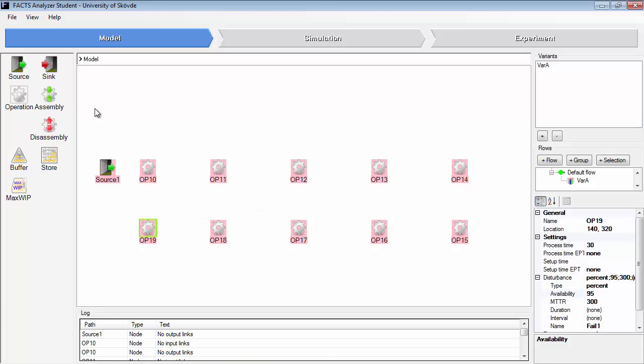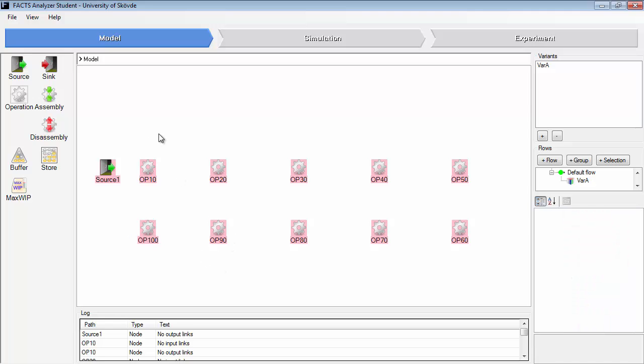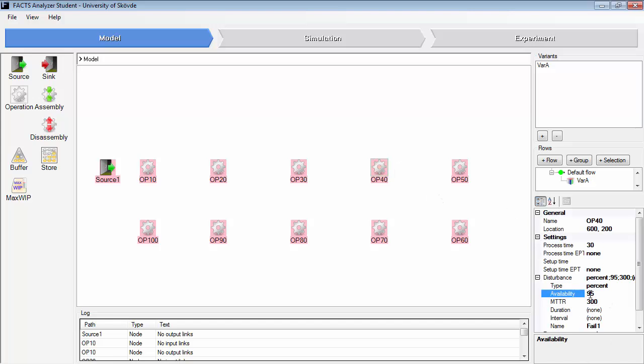Now I added 10 operations. I will continue to rename them accordingly. 30. Then I will set specific settings on the bottleneck operation, which is operation 40. I will set this to 85% and 10 minutes. I mean time to repair.